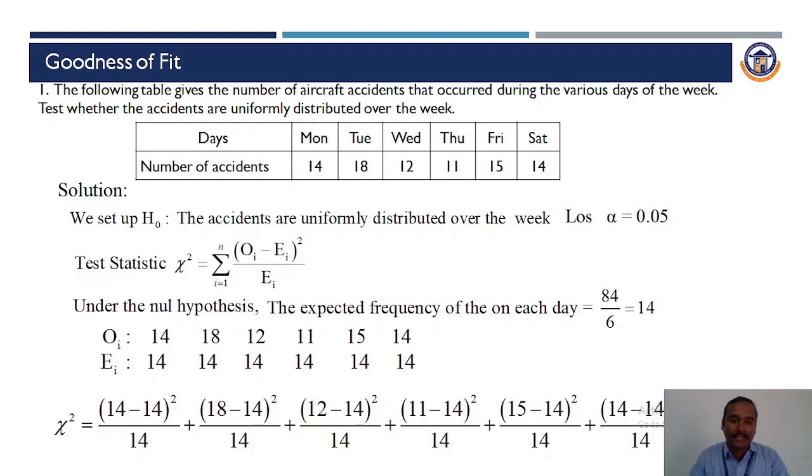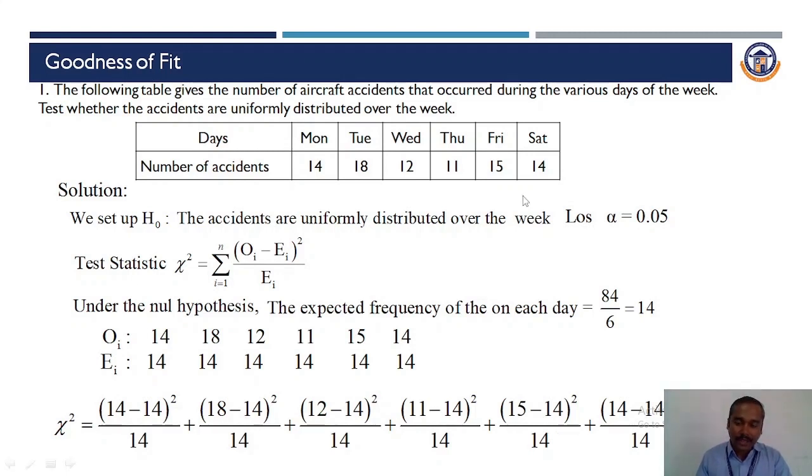Now the test statistic is chi-square equal to the sum, i equal to 1 to n, of (Oi minus Ei) whole square divided by E. O is the observed value, that is the given values: Monday 18, Tuesday 18, Wednesday 12, Thursday 11, Friday 15 and Saturday 14. Based on the given problem, we have to find the expected frequencies. In this problem, the expectation is that the accidents are uniformly distributed.